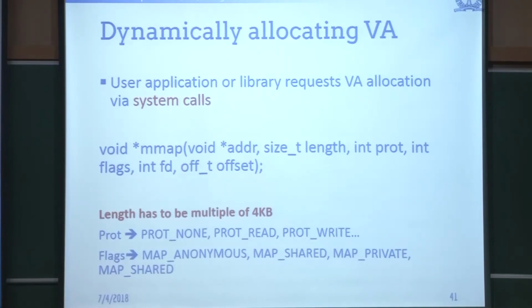Again, we talked about this: in common parlance, when you talk about memory allocation from the application, what we are talking about is just virtual address allocation. You are asking for a contiguous virtual address region to be allocated. And the way you would actually do it is essentially through the mmap system call.